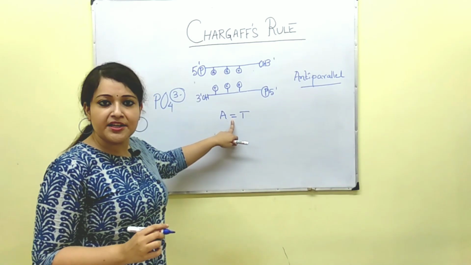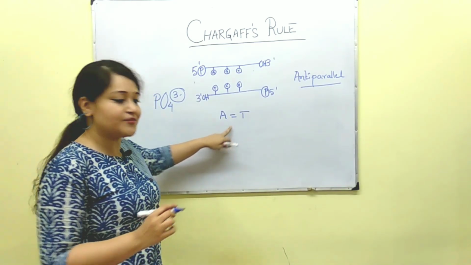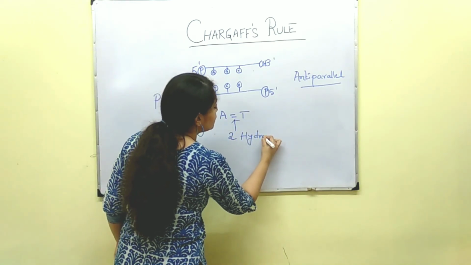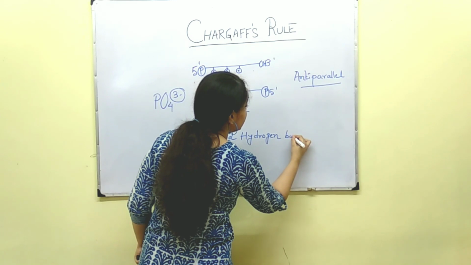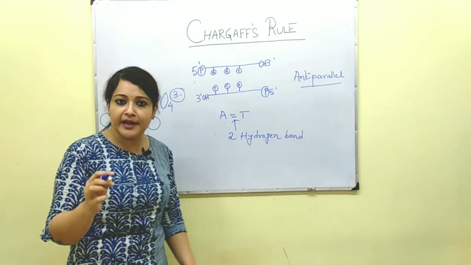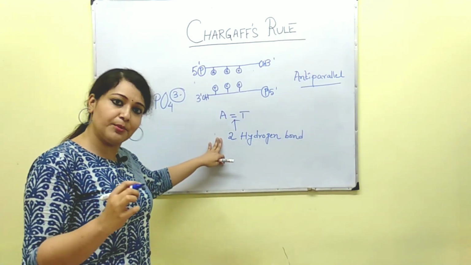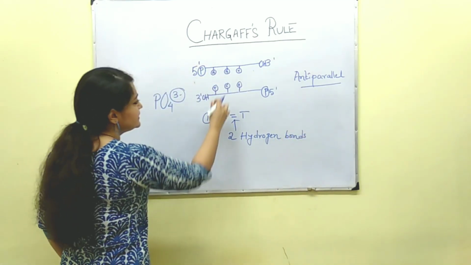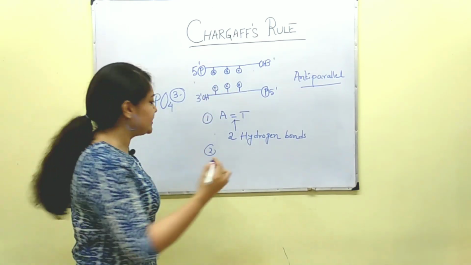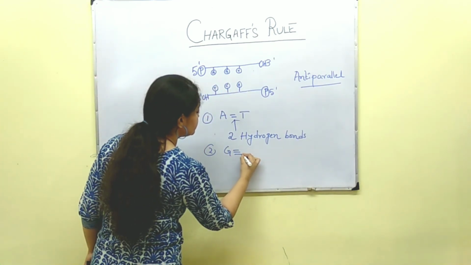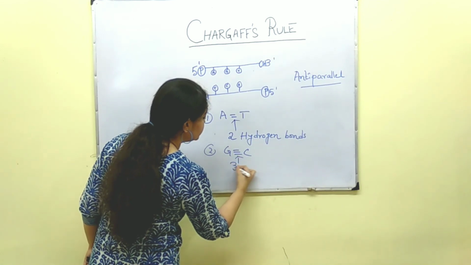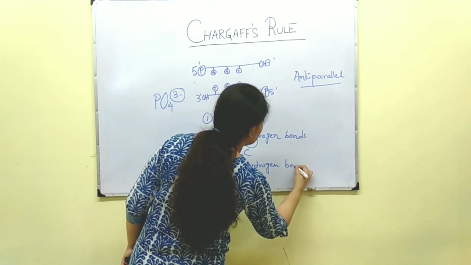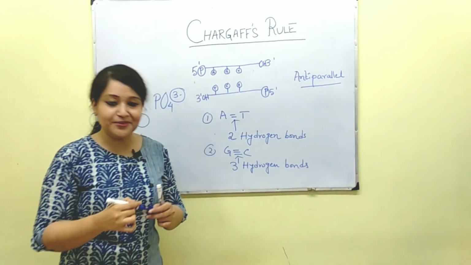Why are 2 bonds given here? Because these 2 bonds represent 2 hydrogen bonds. So what I mean to say is that adenine pairs with thymine with the help of two hydrogen bonds, right? And the second part is that guanine pairs with cytosine with the help of three hydrogen bonds.